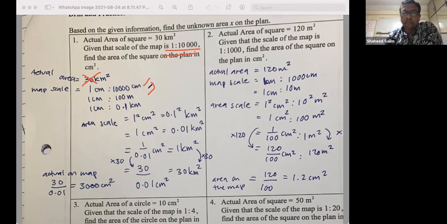You change, you divide by 100 because cm changes to meters, you cancel 2 zeros. So 100 meters, this is okay. Then you change to km, you divide by 1,000, which is correct. So now, this is what scale? This is the length scale.